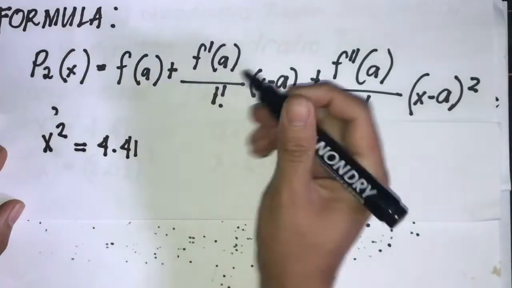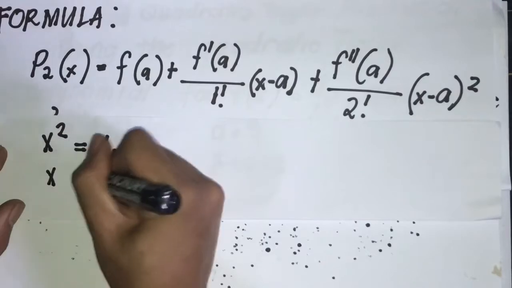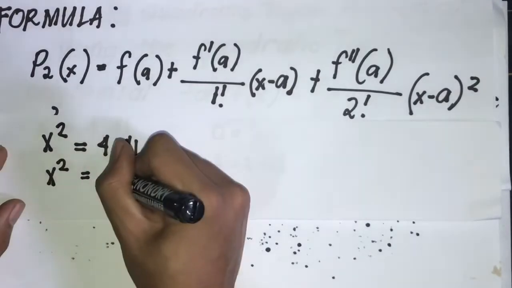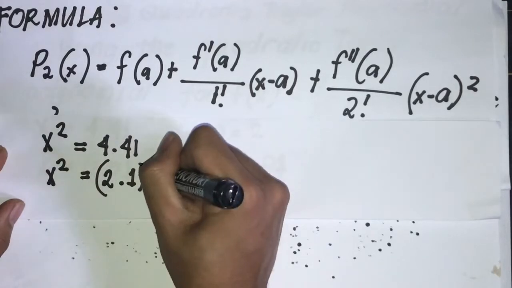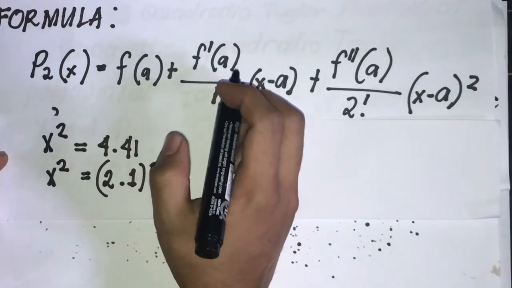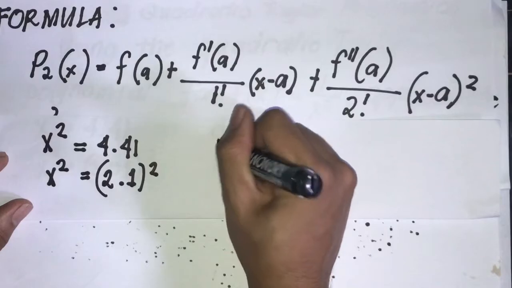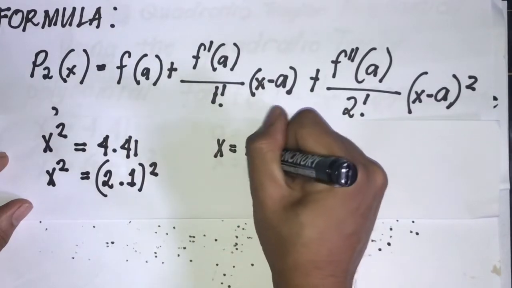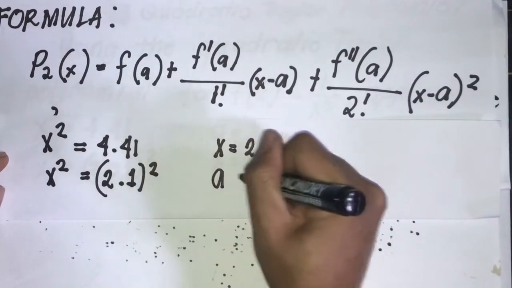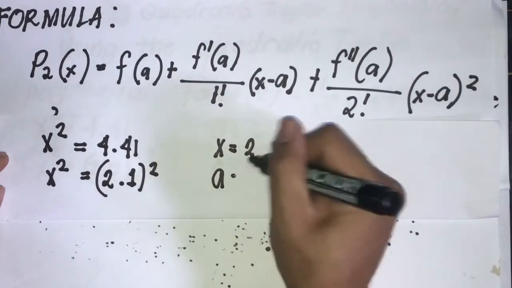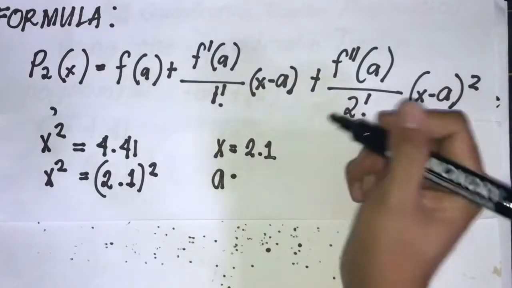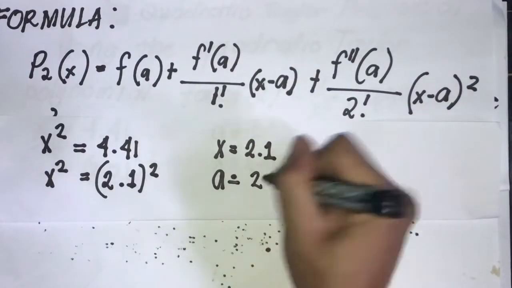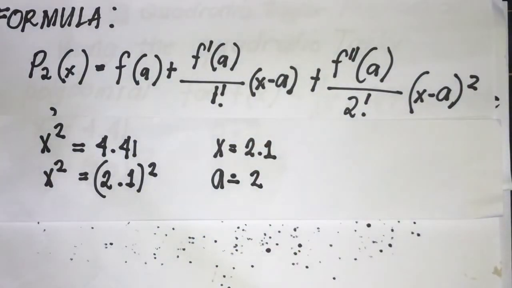It's going to be x squared is equal to 4.41. x squared is equal to the quantity 2.1 squared. So then we can say that x is equal to 2.1, yes, 2.1, and then a is equal to 2.